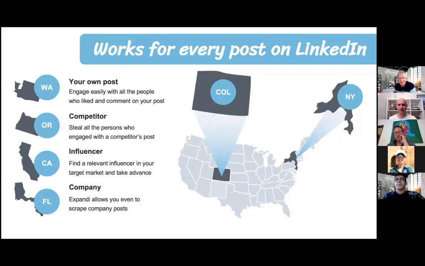And then they maybe have a common interest because they already engaged with or liked that specific topic from your competitor, which will make it much easier for you to approach these people, or at least to connect with them because of the common interest. You can also search for a relevant influencer in your target market, reach out and connect with all these people. And you can actually scrape any and every post on LinkedIn and do the same strategy.